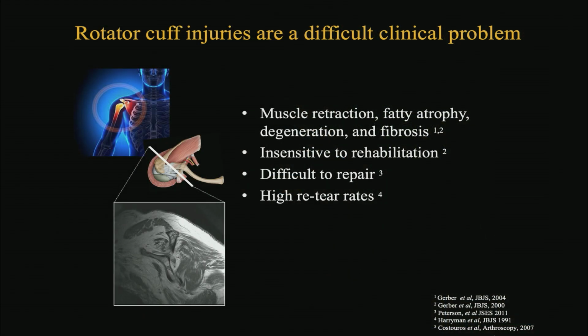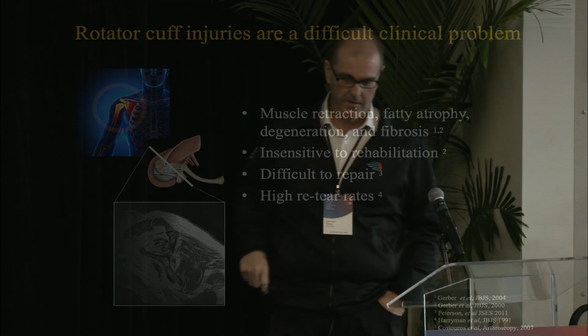Rotator cuff disease is a big clinical problem, and it's a difficult problem to manage. It affects both the general population and athletes. And the manifestation at the level of the muscle is muscle retraction, fatty atrophy, degeneration, and fibrosis. And people love to look at these MRI images like you can see here. This region is supposed to be gray and full of nice, plump, healthy muscle. And you can see in this case, it's been replaced by fat and connective tissue. In fact, all of the rotator cuff muscles have been replaced because this is a massive tear.